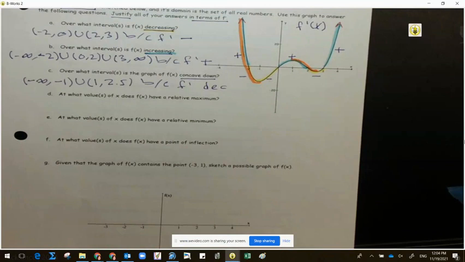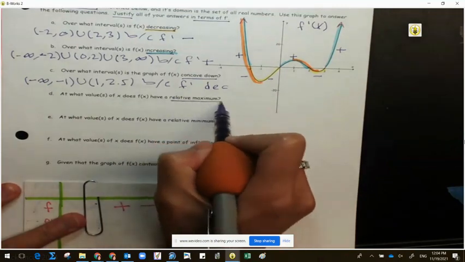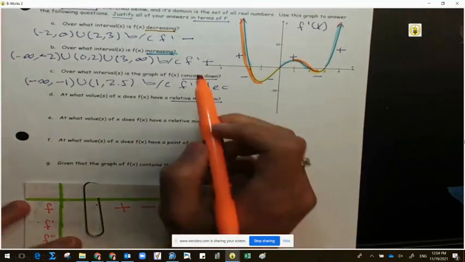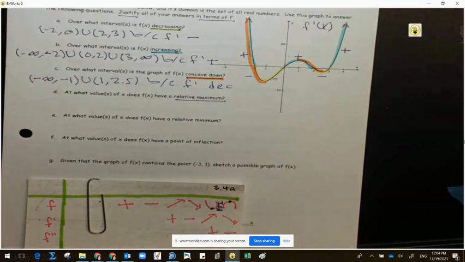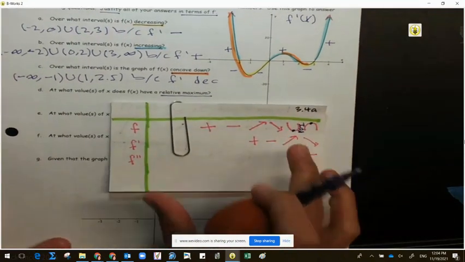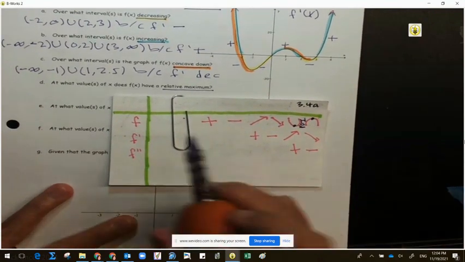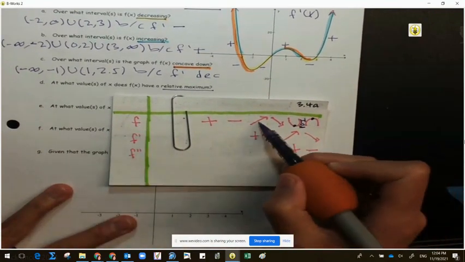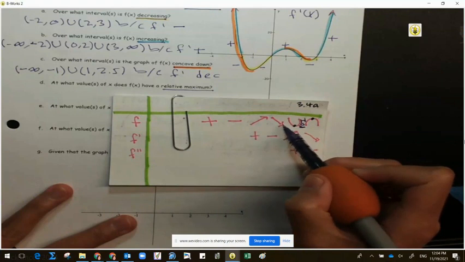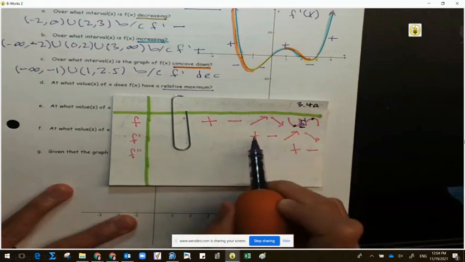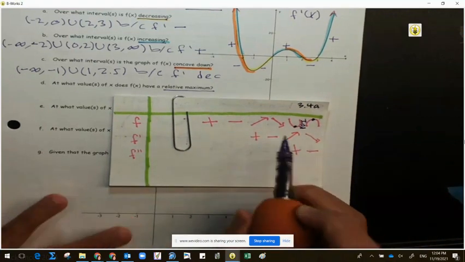All right, part D, Hamilton, let's read. What values of x is f of x a relative maximum? All right, so we have relative maximum. I think I'm going to highlight this as well since I did color coordinate. That's so pretty. Looking at my graph, would you agree that's a relative maximum? And that is because f prime is changing from positive to negative.